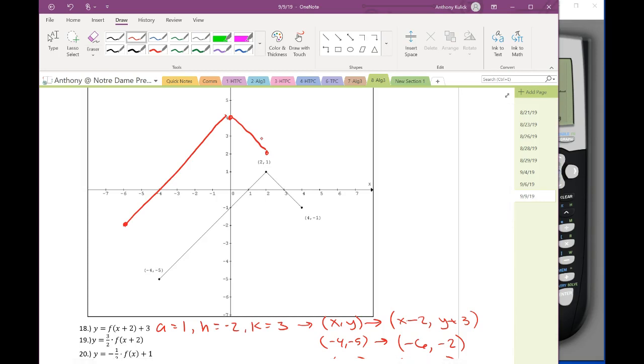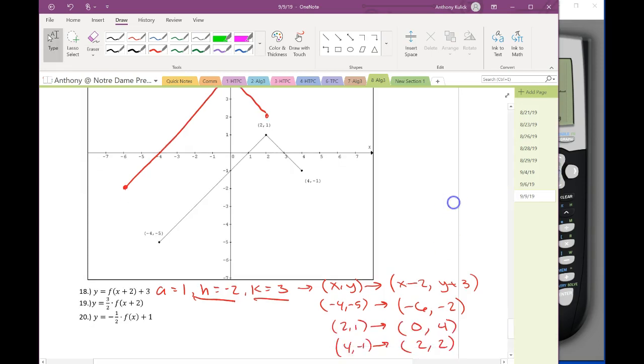If you look at this visually, it looks like it's been moved left 2 and up 3, which is exactly what we'd say based on the values of A, H, and K. Okay with that one? So again, just like last night's assignment that we went through at the beginning of class, at least we've gone through one of every type. Are there last minute questions here?